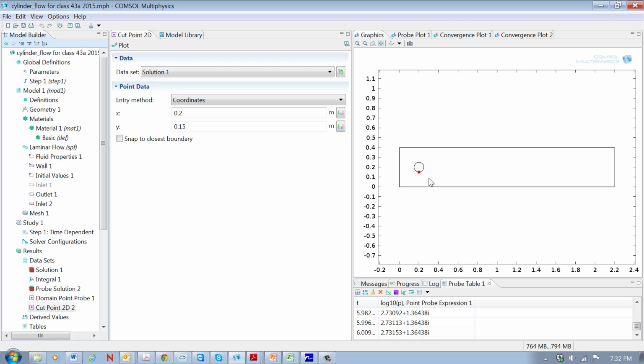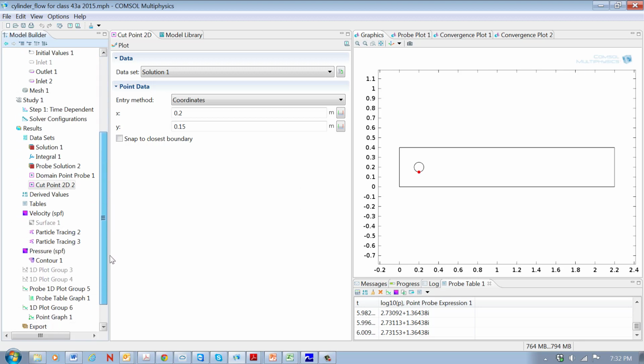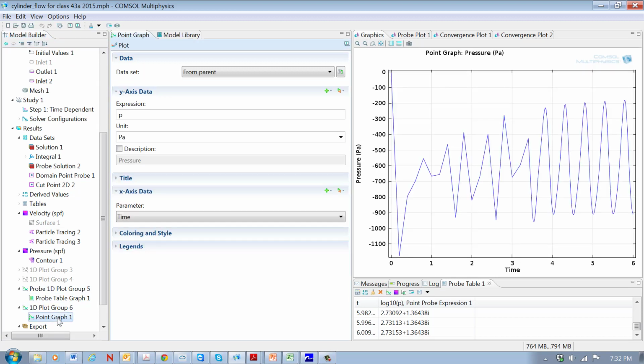This is in units of meters, so that thing is, well, let's see, about 1/10 of a meter across. So that's pretty big. So we have a little pressure transducer there, and we go and set up the cut point and use a point plot here. And this is the pressure for a flow rate of 1 meter per second over about 6 seconds.